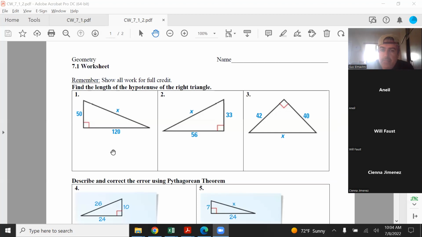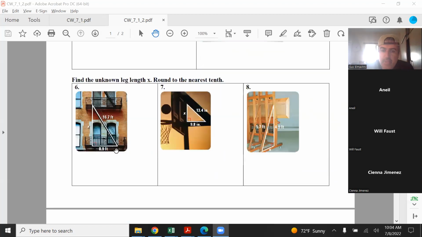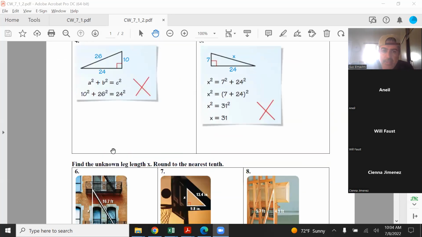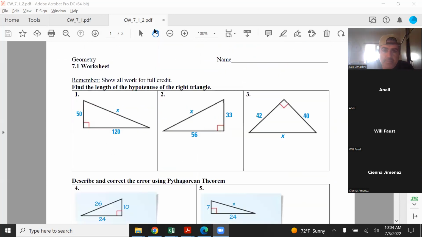So hopefully the odds made sense when you saw the answers, like 1 and 3 were 130 and 58. If you were to work those out. If you do number 2, you should have 33 squared plus 56 squared equals x squared.